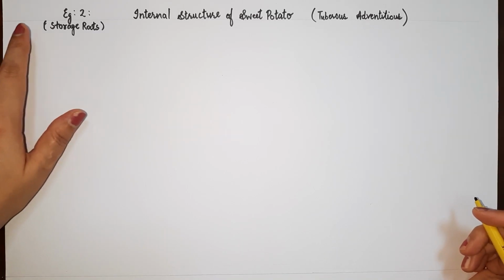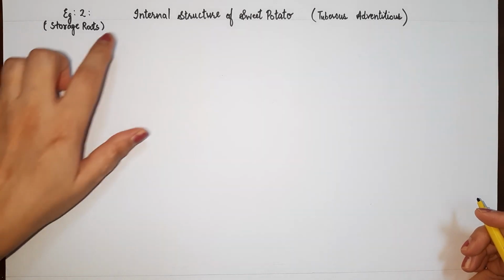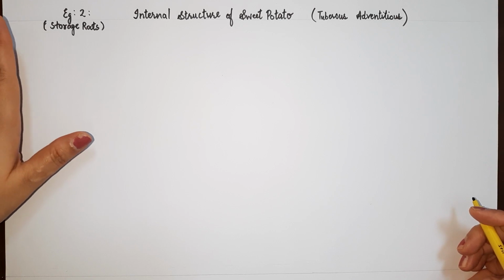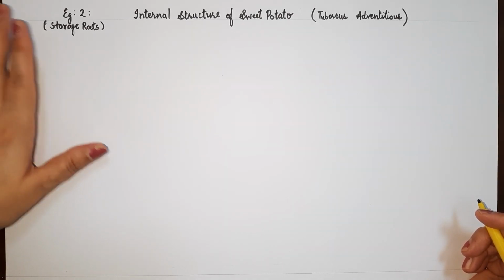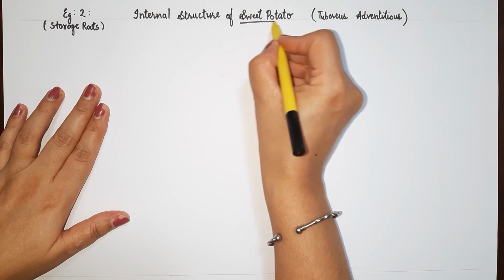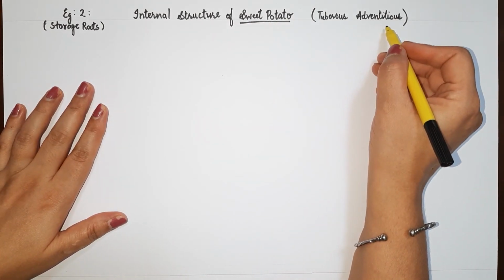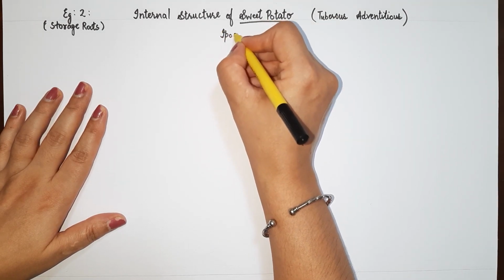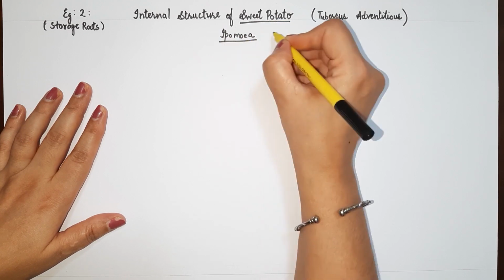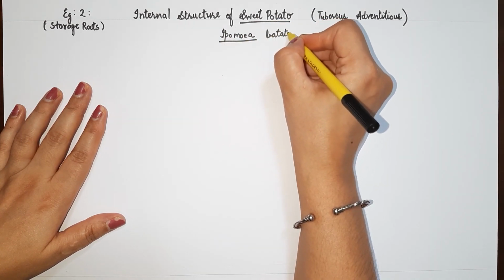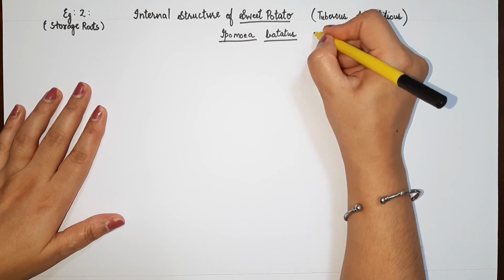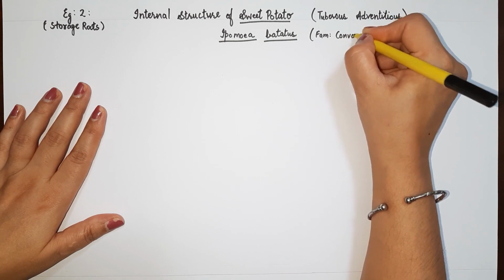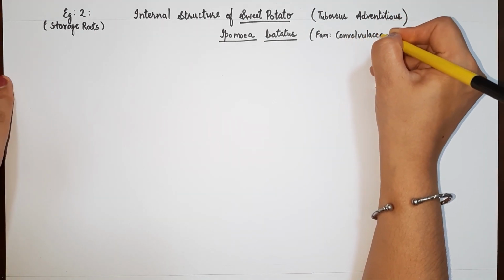Okay, today we are going to discuss the second example related to the internal structure of storage roots. The first one we discussed was beetroot, and that was the taproot type, and now the second one is sweet potato, which is a tuberous adventitious root. The botanical name of sweet potato is Ipomoea batatas, and it belongs to family Convolvulaceae.